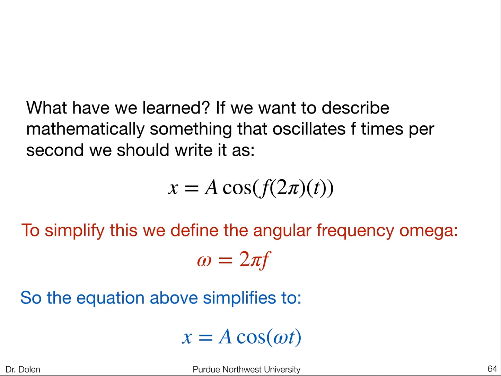Okay, so when you're writing down the equation for an oscillator, oscillating back and forth, if you write it down in this way, you can immediately read off the amplitude and you can immediately read off the angular frequency. Once you know the angular frequency, you can always find the frequency using this formula.